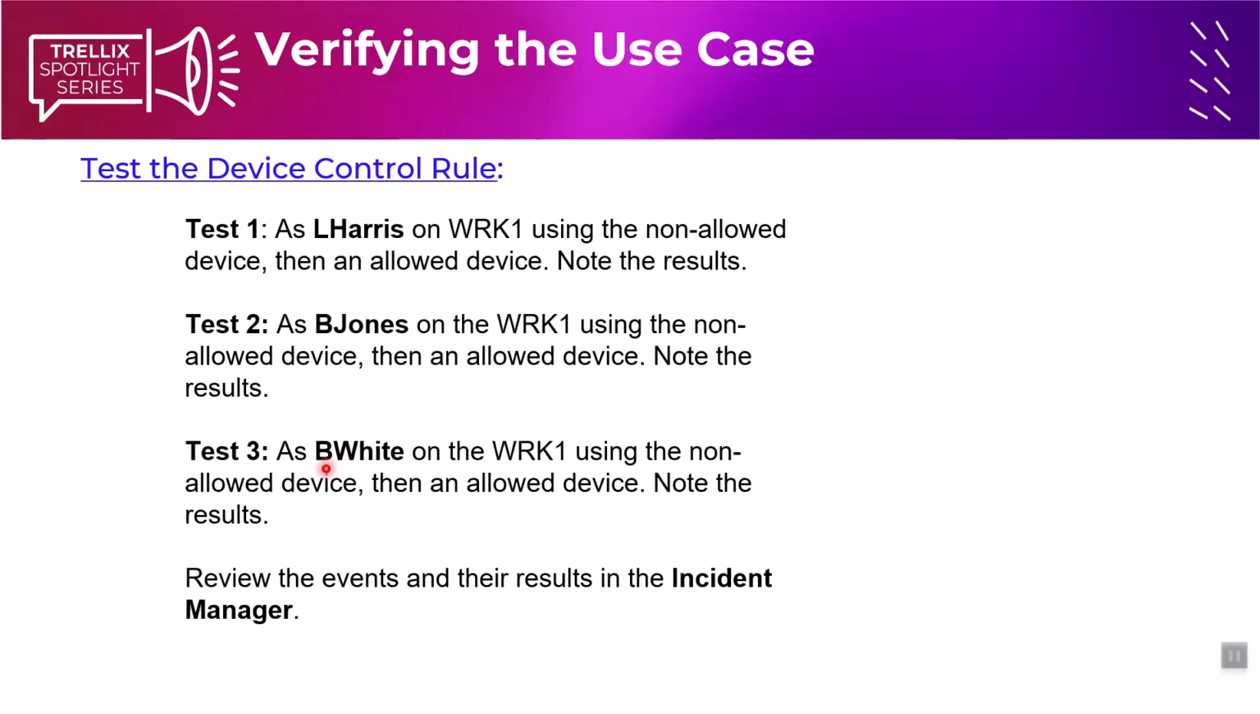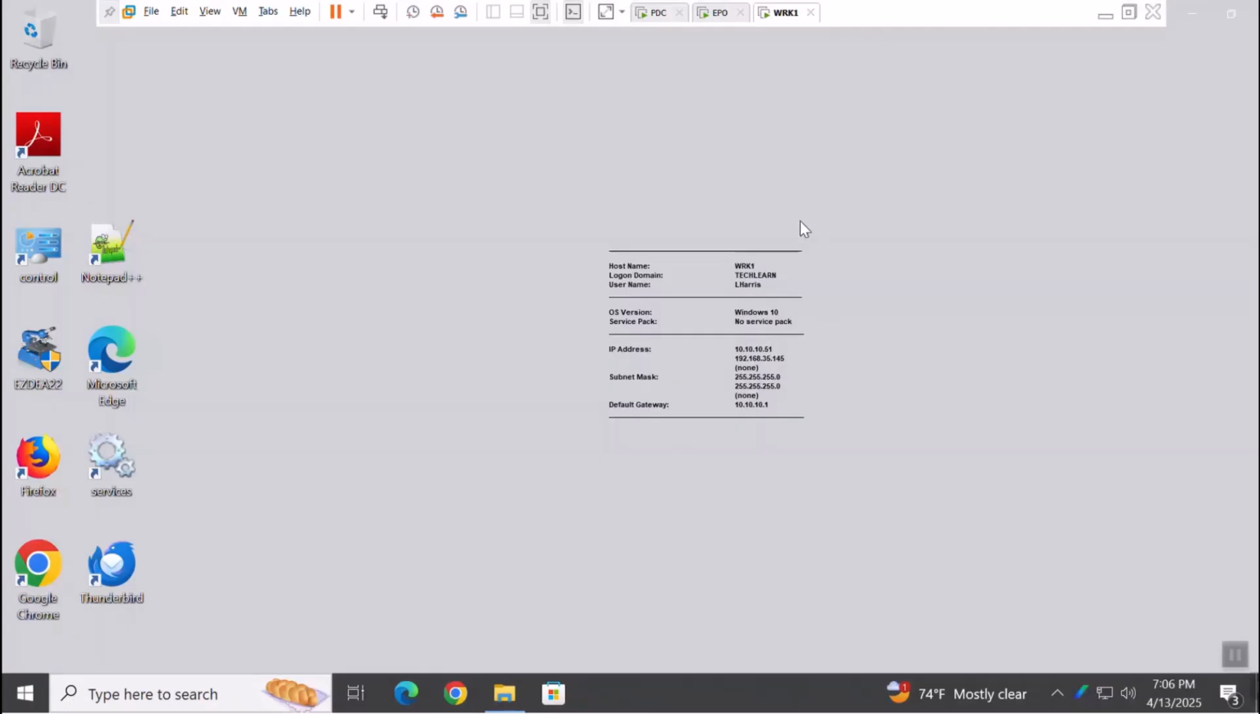And then I'm going to log in as a privileged user, Betty White. And I'm going to do the same thing there. And we're going to note the results. So let's test that out. So let me go into my computer here. And so I'm on my workstation 1.